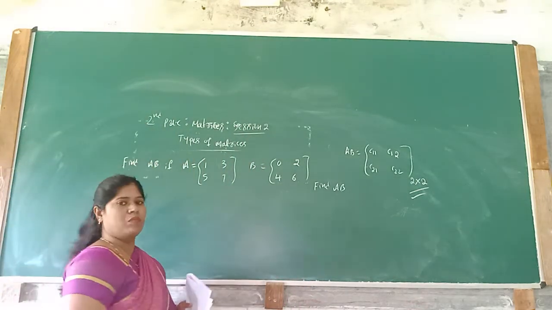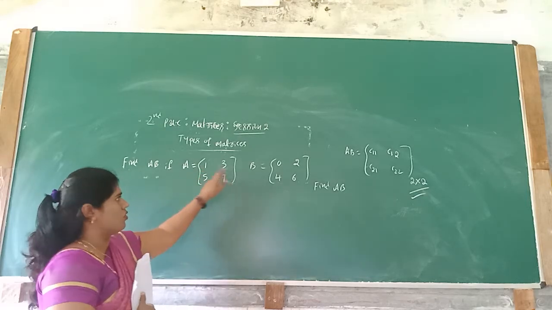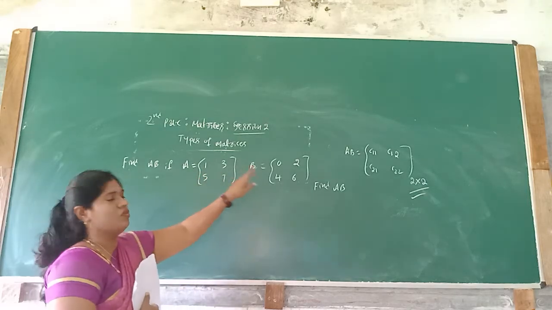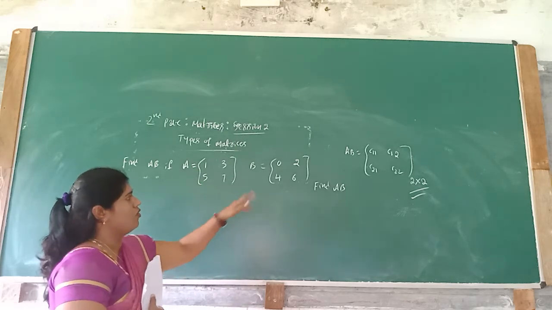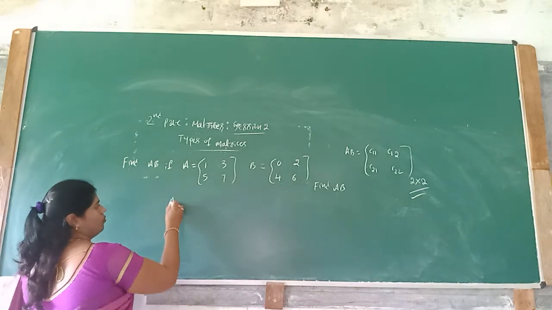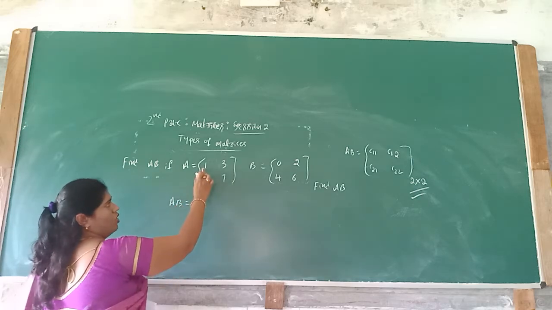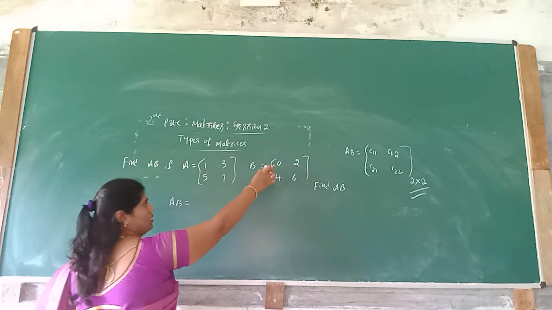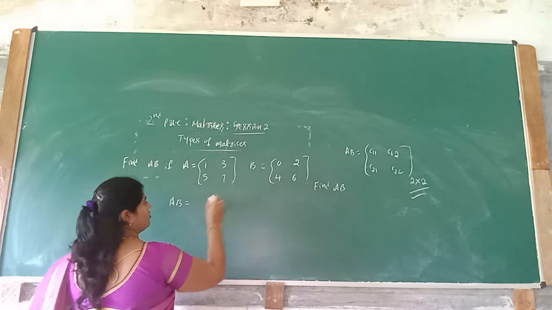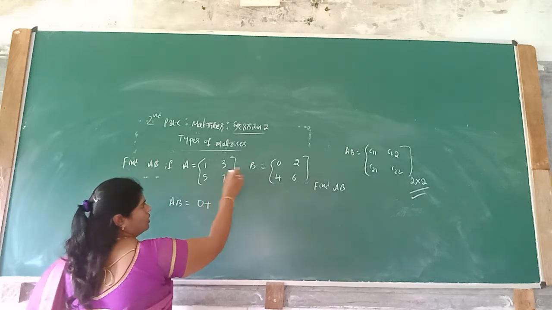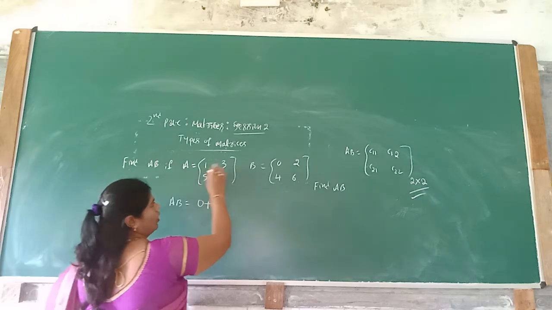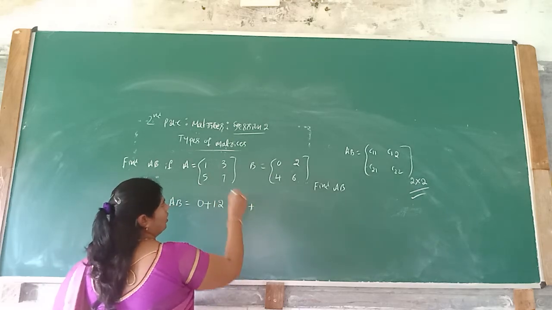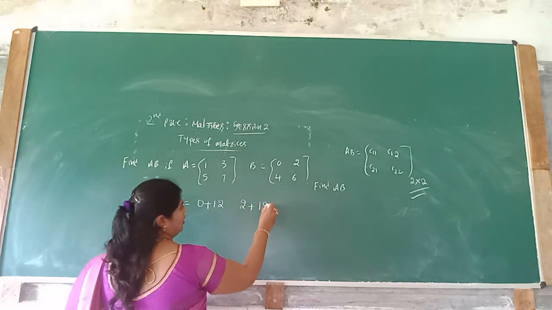What is the multiplication of matrices? First row, first column; first row, second column. Similarly, second row, first column; second row, second column. AB is equal to, what is the first row? 1, 3. We multiply this with 0, 4. 1 into 0, 0, plus 3 into 4, 12. Next, 1 into 2 is 2, plus 3 into 6 is 18.